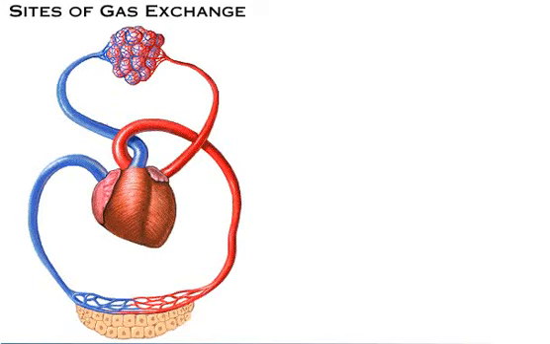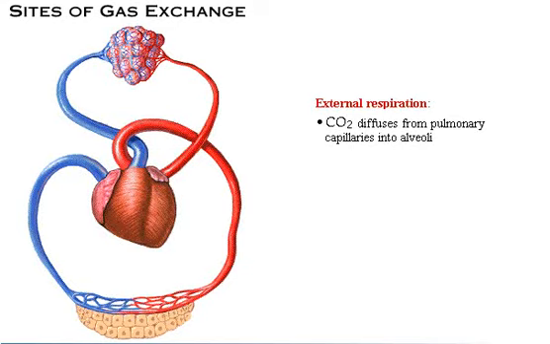Let's look at the sites of gas exchange in the body. Blood that is low in oxygen is pumped from the right side of the heart through the pulmonary arteries to the lungs. External respiration occurs within the lungs as carbon dioxide diffuses from the pulmonary capillaries into the alveoli, and oxygen diffuses from the alveoli into the pulmonary capillaries.